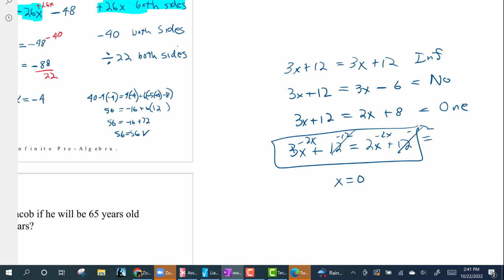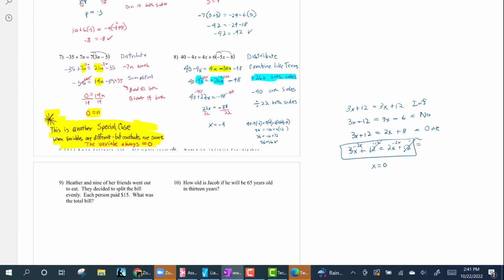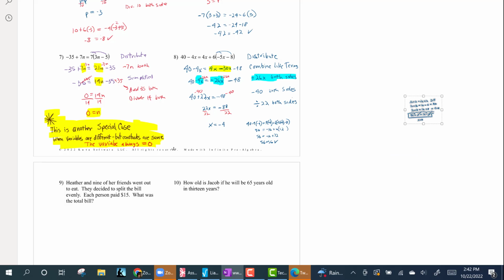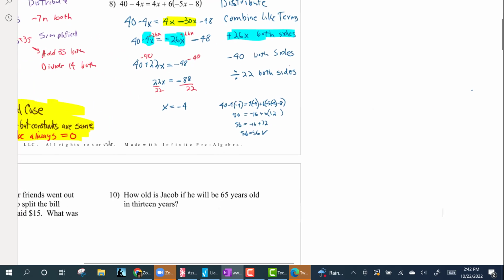So this is another special case. Here, I'm going to have to actually delete this because it'll screw up that when the variables are different, but constants are the same, the variable will always equal 0. All right, and then you've got this.